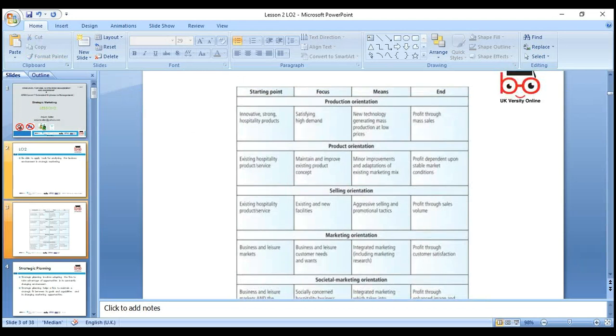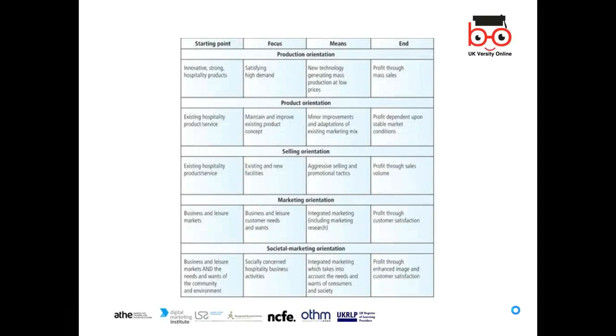We also discussed yesterday the different market concepts. First we discussed the production concept. In the hospitality industry, innovation and strong hospitality products are the key focus, starting point, focusing on satisfying high demand, technology, and mass production. A production concept means mass production and lower price. So profit through mass sale: selling more and more goods, producing at lower cost, and you earn the profit. That was the production orientation concept.